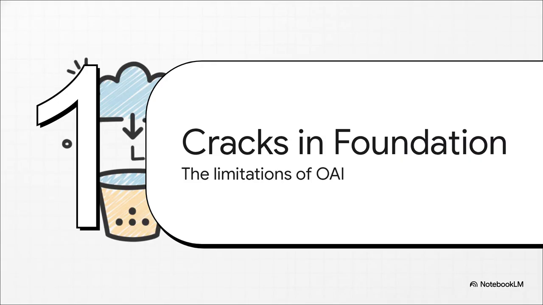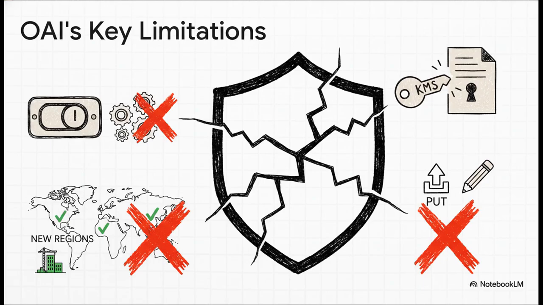But technology moves fast, and as AWS services got more advanced and security needs got stricter, some pretty serious cracks started showing in that old foundation. For a lot of modern apps, OAI just wasn't cutting it anymore. And these limitations are exactly the kind of thing you'll get quizzed on in the exam. Here are the big ones. These are total exam bait.